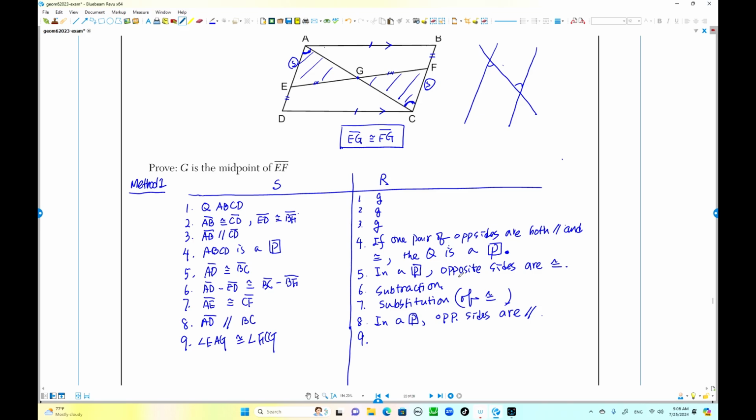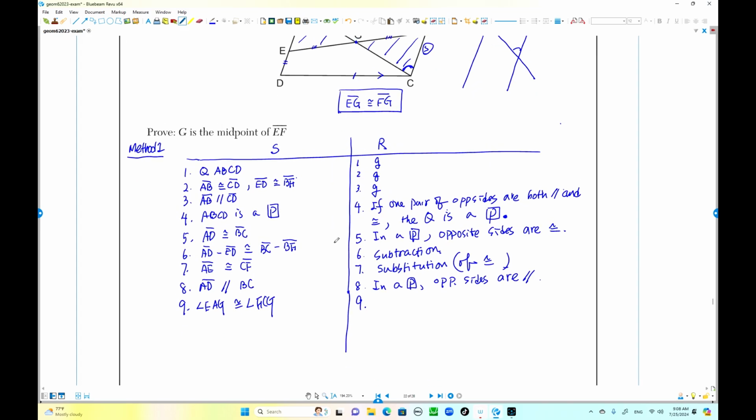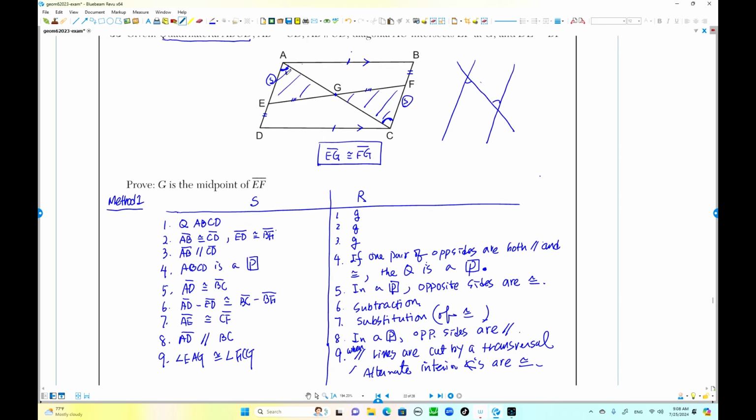What is the reason? It depends on your teachers. I'm going to write it like this: when parallel lines are cut by a transversal, alternate interior angles are congruent. So we got one angle already, this is angle A.